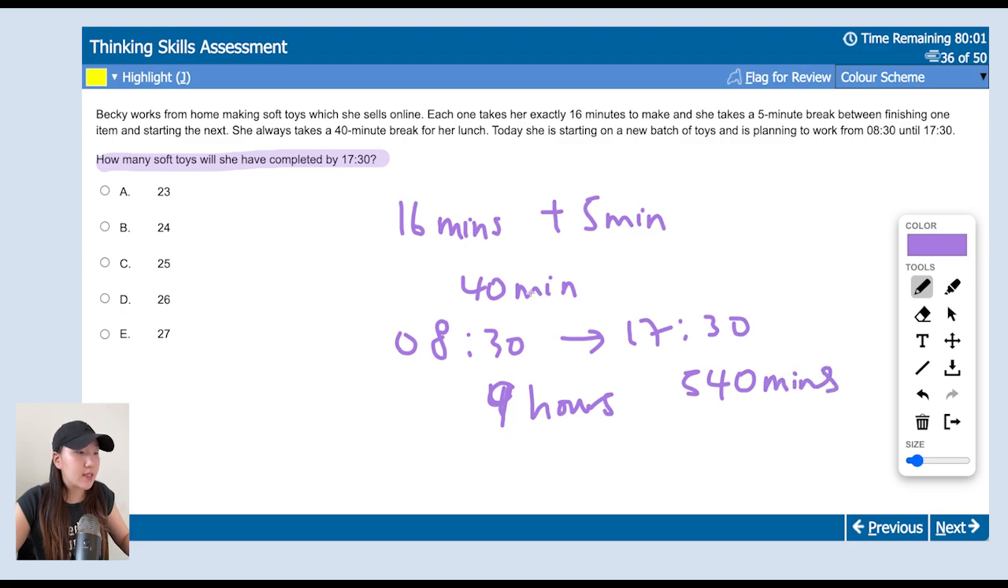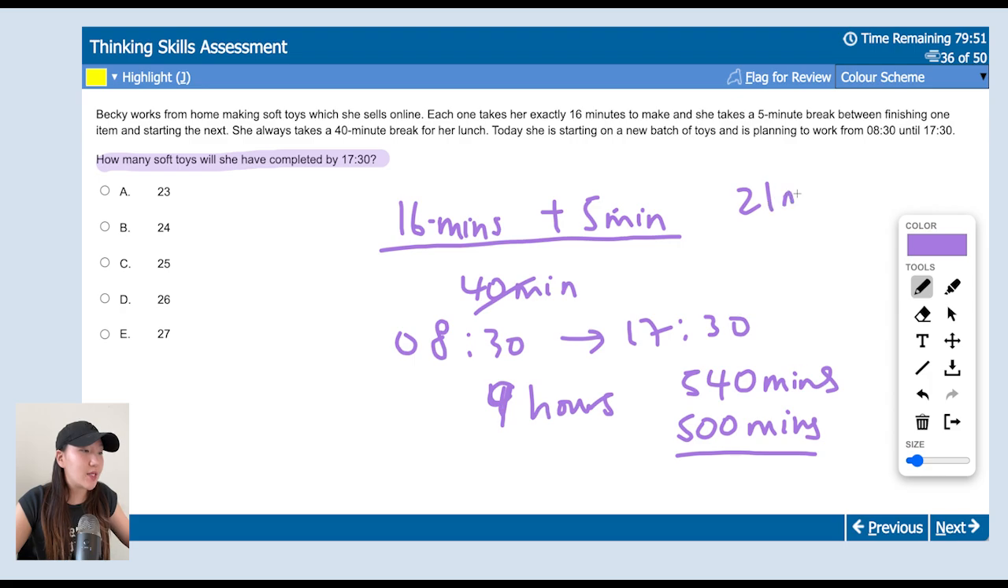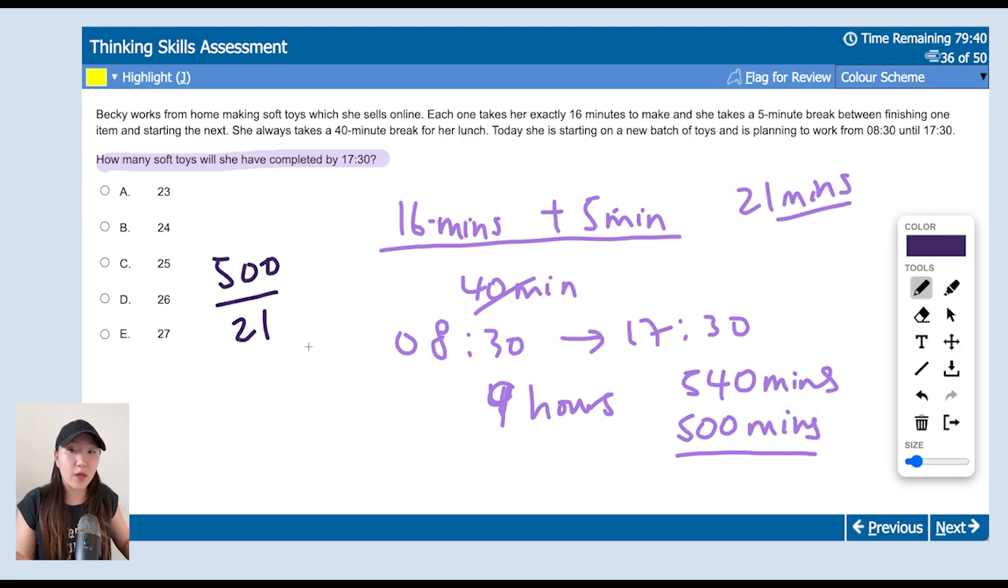Hopefully it's obvious to you guys that you need to get rid of the lunch time. So we're looking at a total of 500 minutes of actual work time, right? And from here, she said it takes her 16 minutes plus 5, so a total of 21 minutes to make each toy. So now your next step, you might be wanting to say, okay, let me just go ahead and do 500 over 21, and then that's my answer.